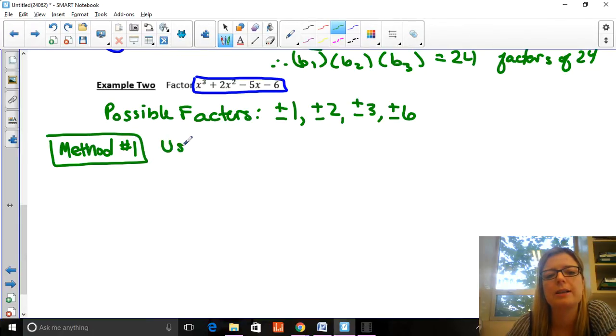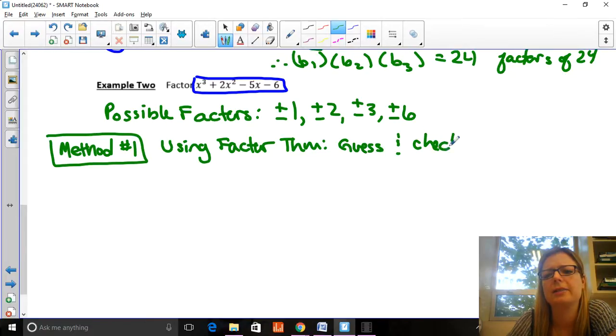So method 1 is using the factor theorem. Basically, this just means you guess and check f at b until you get it to equal 0.